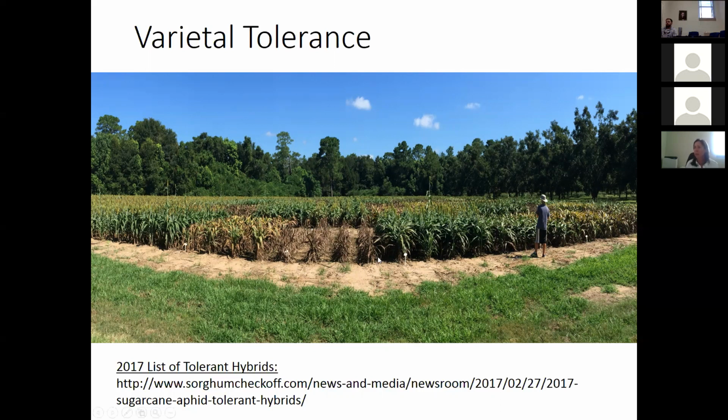And you can see in these pictures, this is a trial that we conducted down in Fairhope in 2015. These are different varieties that were not treated with any insecticide application, so we just wanted to see how these varieties performed. There was very high insect pressure in this year, and you can see that we got a range of responses. You have dead sorghum plots in the middle of the picture to very healthy sorghum. So there are differences among varieties.